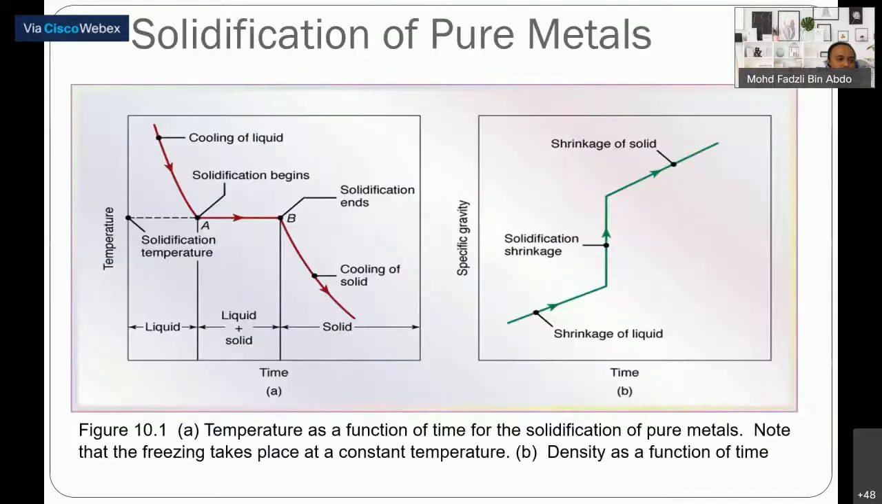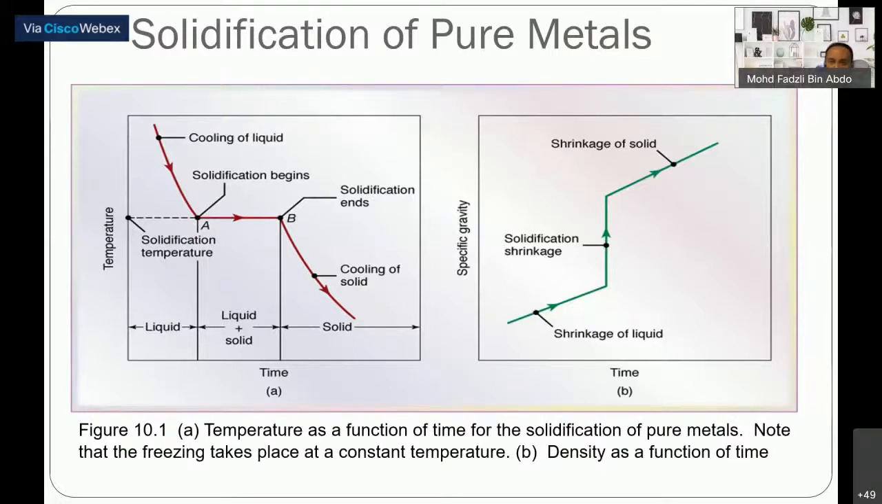Okay, this is the solidification of the pure metal. Kita ada dua. Yang A ni adalah temperature versus time for the solidification of pure metal. Note that the freezing takes place at a constant temperature, and then the B is density as a function of time. Kalau kita tengok daripada solidification punya phases ni, metal solidification. This is the temperature. Daripada temperature tinggi tadi dalam bentuk liquid, dia pergi pada A, and then daripada A ke B ni, this is the solidification temperature. Maksudnya setiap material dia ada solidification temperature dia.